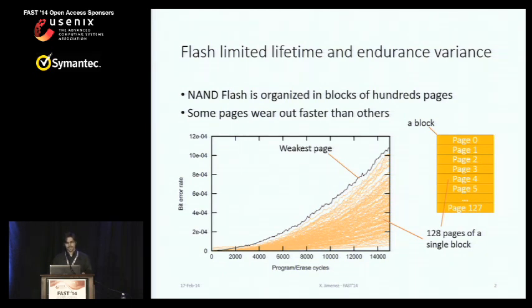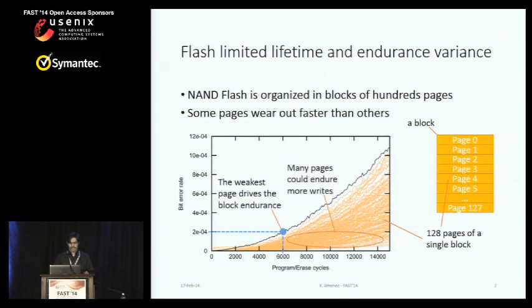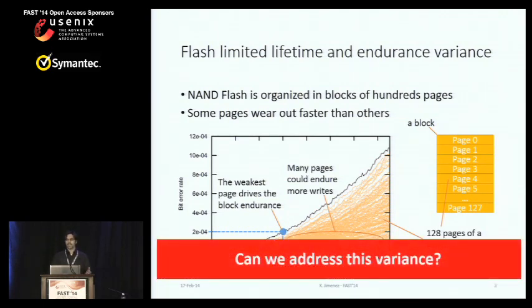What happens is that, generally, in practice, when the weakest page becomes unreliable and the FTL, I mean the flash controller, detects it, it will flag the corresponding block as bad, even if there are many pages that could still be written many times. So the question is, can we address this variance?